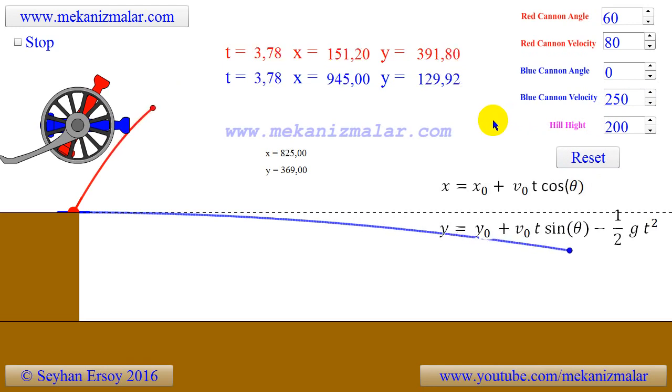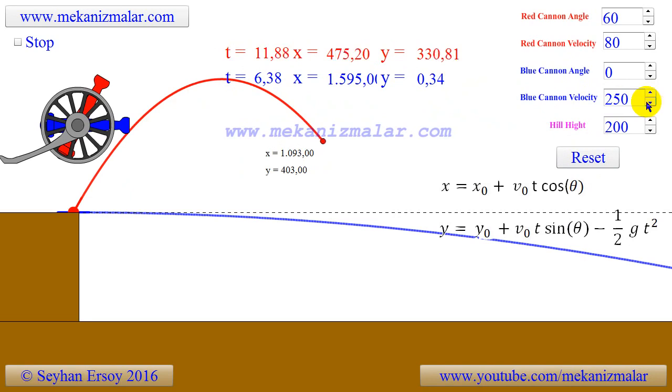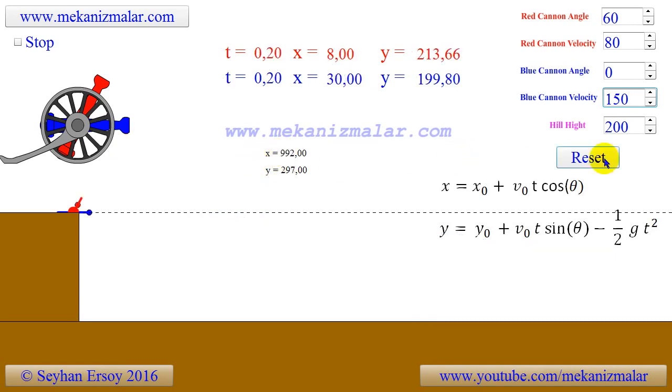Please note that red numbers show the current position of a red projectile and the time it takes to reach that point, while blue numbers show the current position of the blue projectile. Also note that black numbers can be used to find the position of a projectile at a given point on the trajectory.